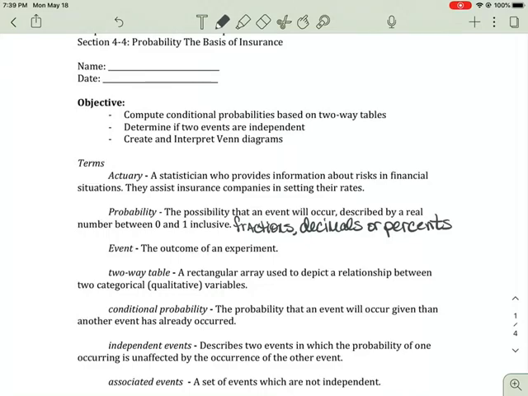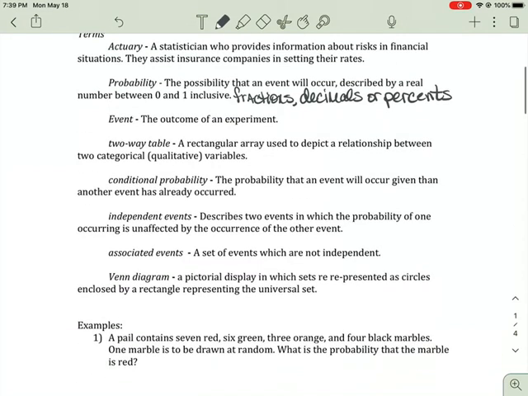Now, independent events are two events in which the probability of one does not affect or influence the outcome of another. So if you think of maybe if I roll a die and toss a coin, the outcome of rolling a die doesn't affect the outcome of tossing a coin. That's what we mean by independent. Now, events that are dependent are called associated events. Those are events that influence each other.